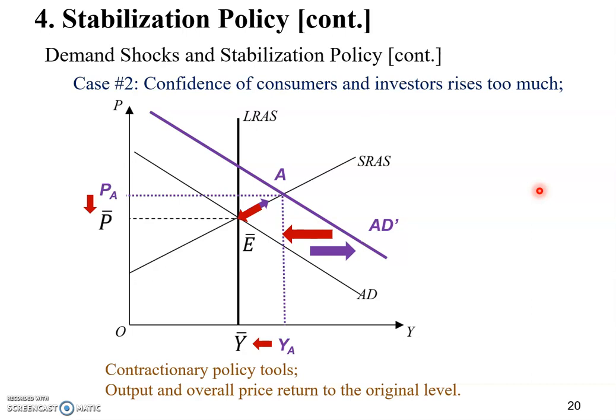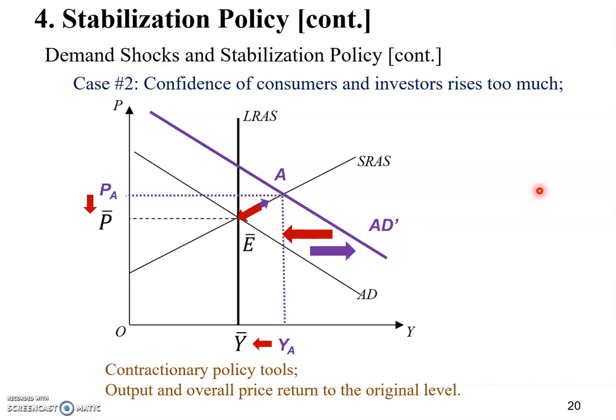Now, if we put the first two cases together, you would find that if the economic fluctuation is caused by a change in aggregate demand, then by using stabilization policies, we can get the problem fixed in a perfect way. So we can go back to the original level of output and price. Don't worry about any side effects here.